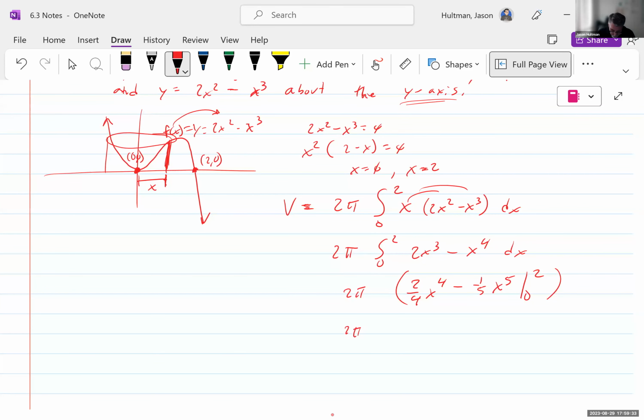So we get 2 pi. Plug in the 2. This becomes 1/2 times 2 to the 4th minus 1/5 times 2 to the 5th. And then that's minus 0 minus 0. When I plug in the zeros, those go to 0.